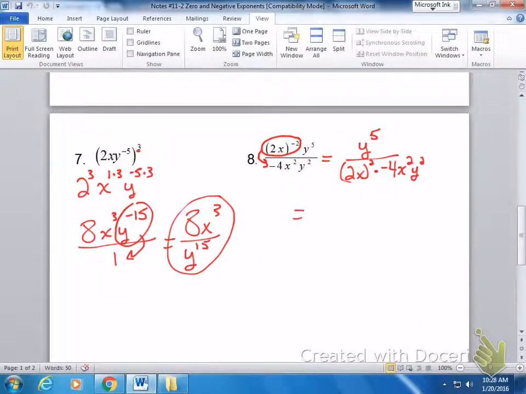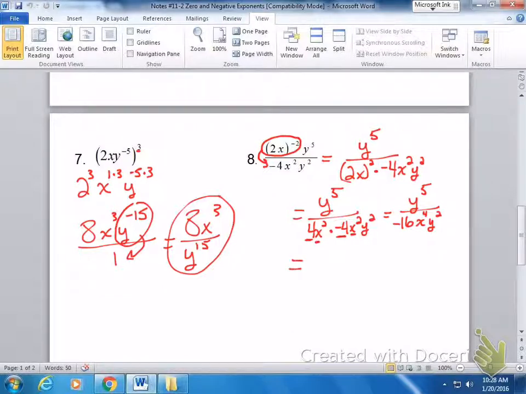Now I can clean this up. I have y to the 5th over 2x squared, which is 4x squared, times negative 4x squared y squared. Now the y to the 5th is still there, but I can fix the denominator. 4 times negative 4 is negative 16. x squared times x squared is x to the 4th. And then I have 1 times y squared, leaves me y squared.